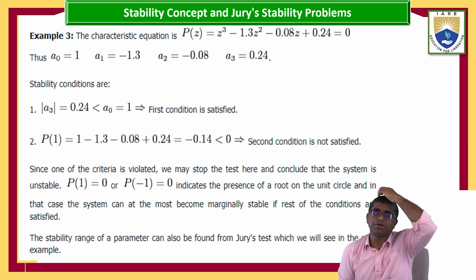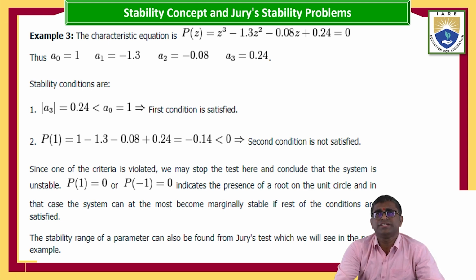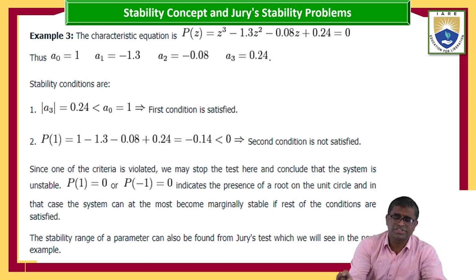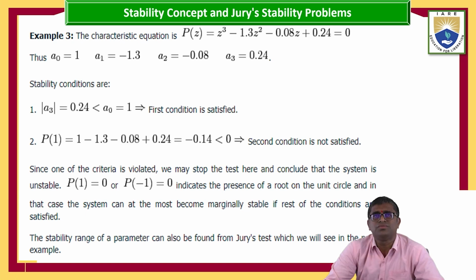Next, we will see one more problem here. See, P of z equal to z cube minus 1.3 z square minus 0.08 z plus 0.34. In this one, N equal to 3. So the first term magnitude is A0. A0 equal to 1. A1 equal to minus 1.3. A2 equal to 0.08. A3 equal to 0.04.